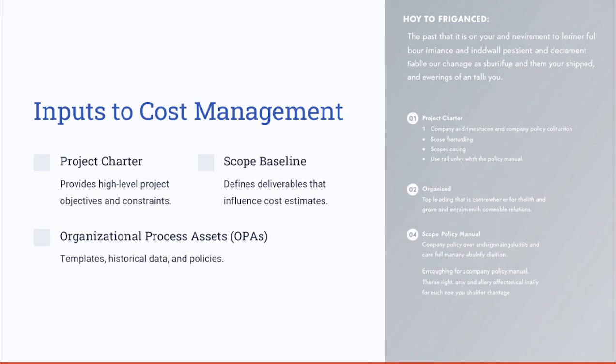So take the inputs to cost management. Inputs are essential data sources that feed into the cost management process. For instance, the project charter sets the boundaries for the budget expectation, while the scope baseline outlines the deliverables that guide the cost estimation. OPAs like historical cost records and pre-existing templates streamline the planning process. The scope baseline was, let's say, part of the project management plan under the scope management that we already have covered.